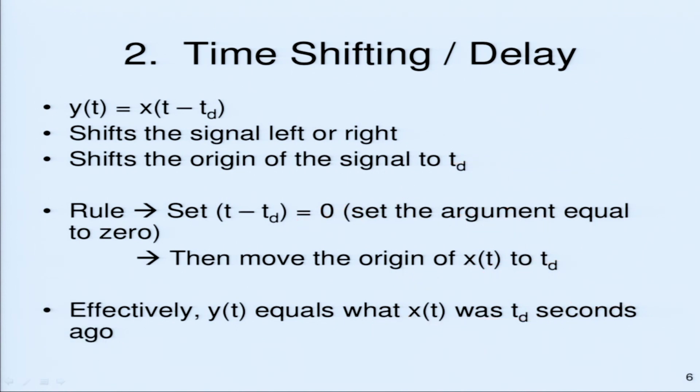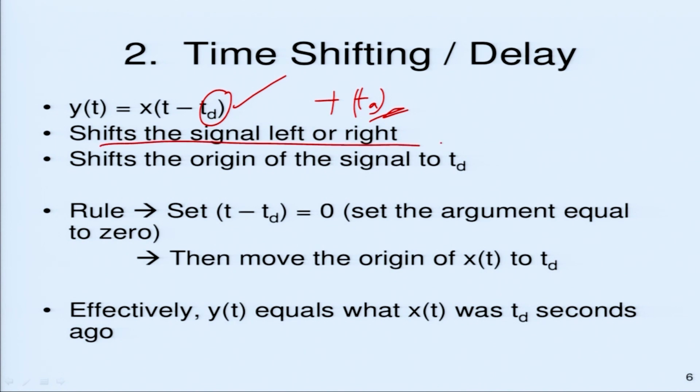See here, y(t) is equal to x(t − td). So when we subtract time, we call it time delay. When we add it, we say time advancement. If we subtract time, we say time delay. If we add time, we say time advancement. Again, it shifts the signal left or right.